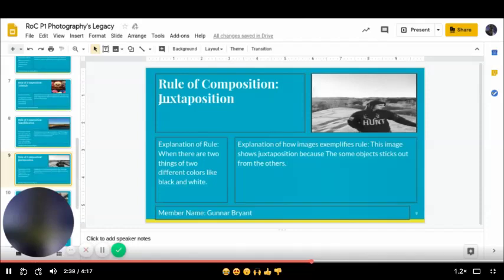Rule of composition, juxtaposition. When there are two things of two different colors, like black and white. This image shows juxtaposition because there are some objects that stick out from others.